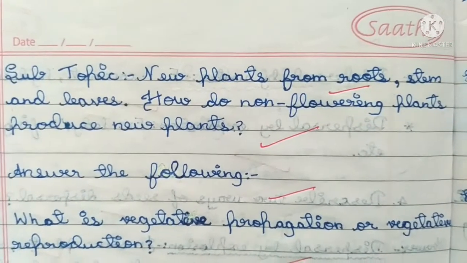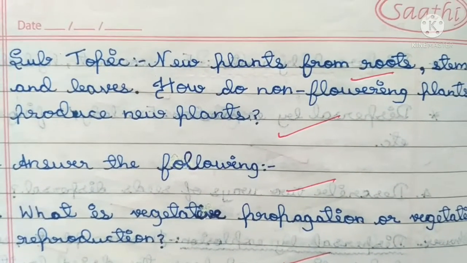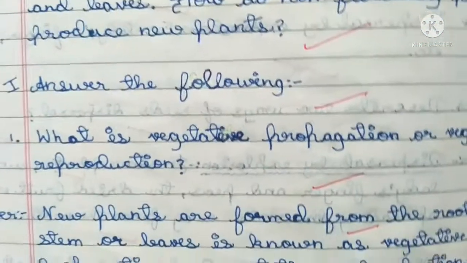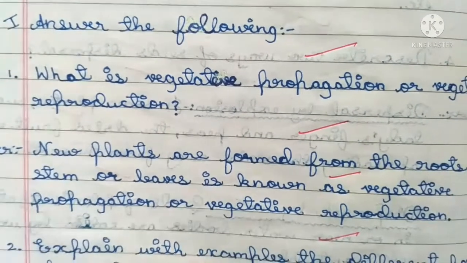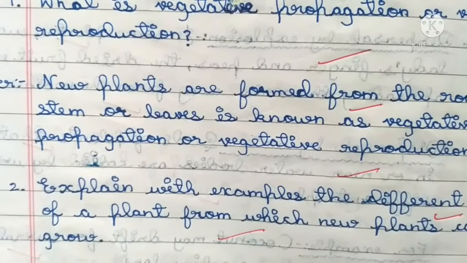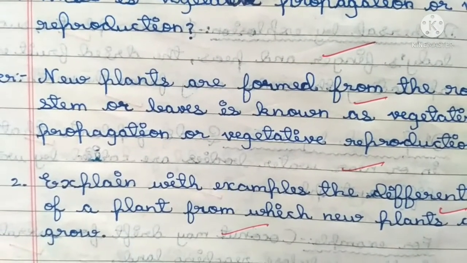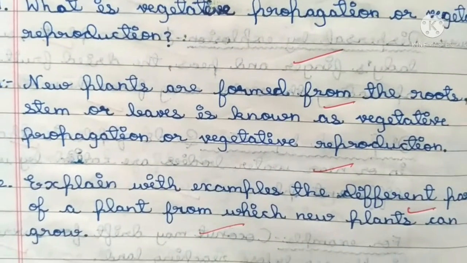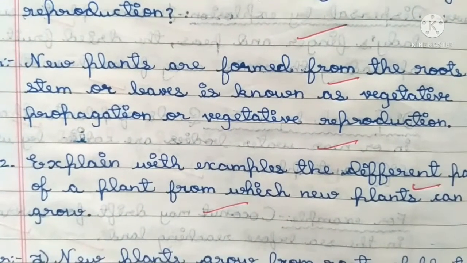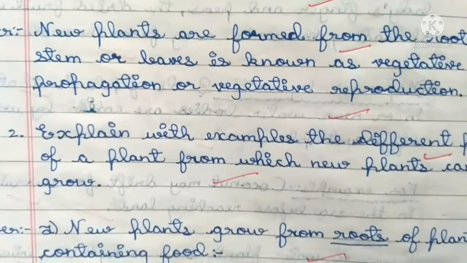Topic. New plants from roots, stems and leaves. How do non-flowering plants produce new plants? Answer the following. What is vegetative propagation or vegetative reproduction? Answer. The formation of new plants from the roots, stem or leaves is known as vegetative propagation or vegetative reproduction.